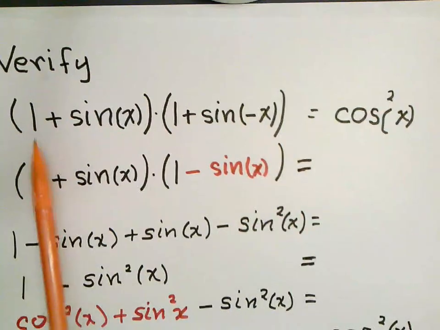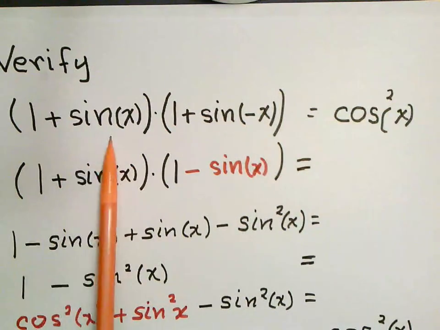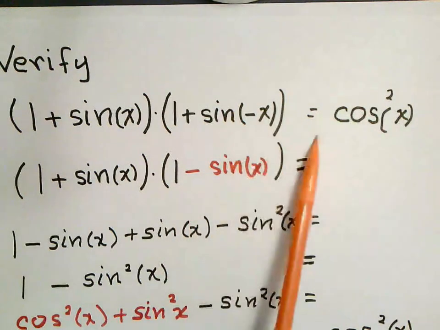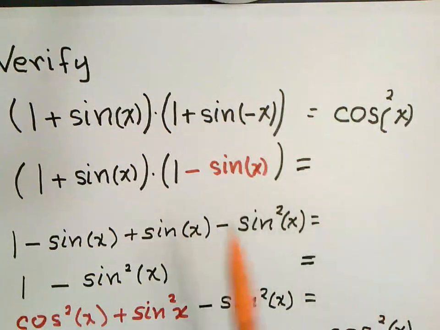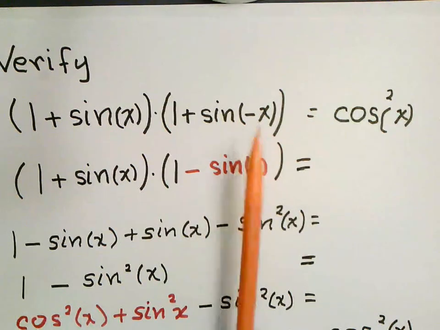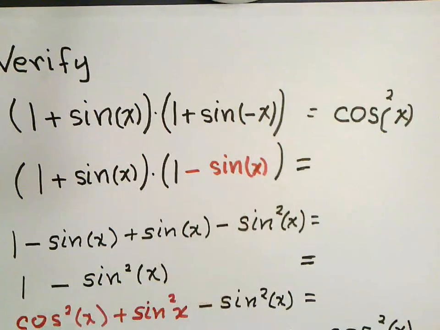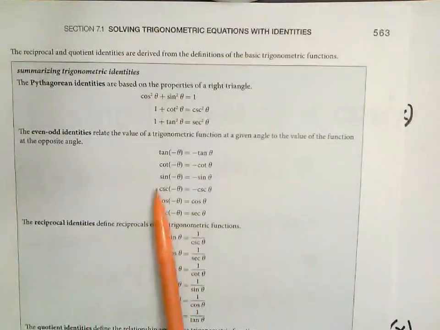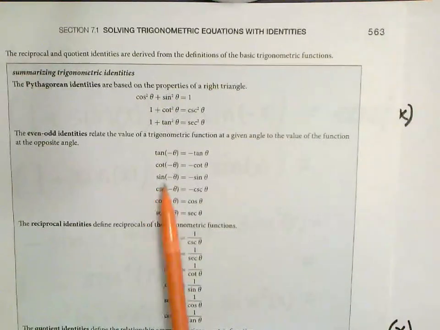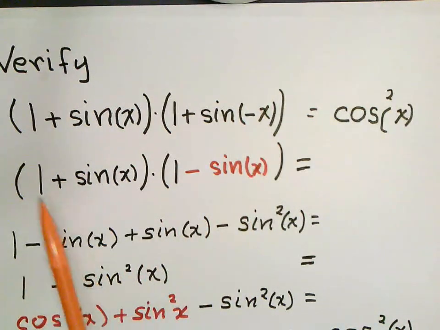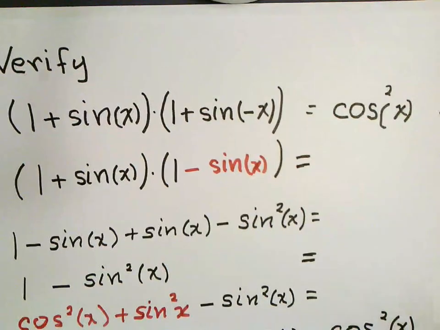We're going to verify that the quantity 1 plus sine of x times the quantity 1 plus the sine of a negative x is equal to the cosine squared of x. Well, we're going to apply our even-odd identity. The sine of negative x is the same thing as the negative sine of the positive x. And that is our even-odd identity, which is right here. The sine of negative theta is equal to negative sine of theta. So I substitute that. Then I'm going to FOIL: the first, outer, inner, last.